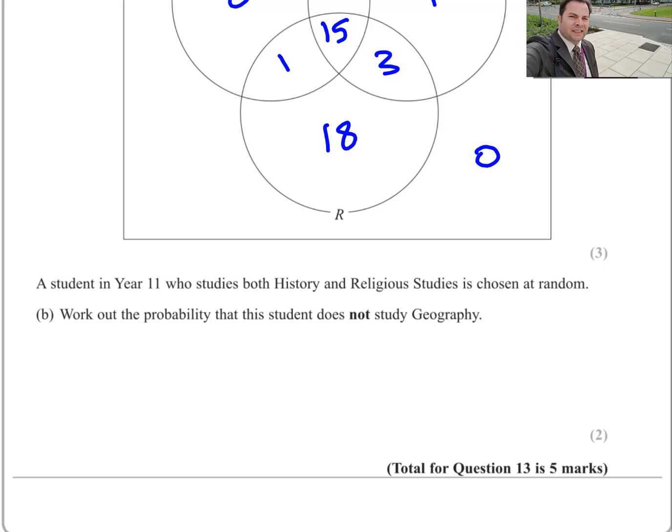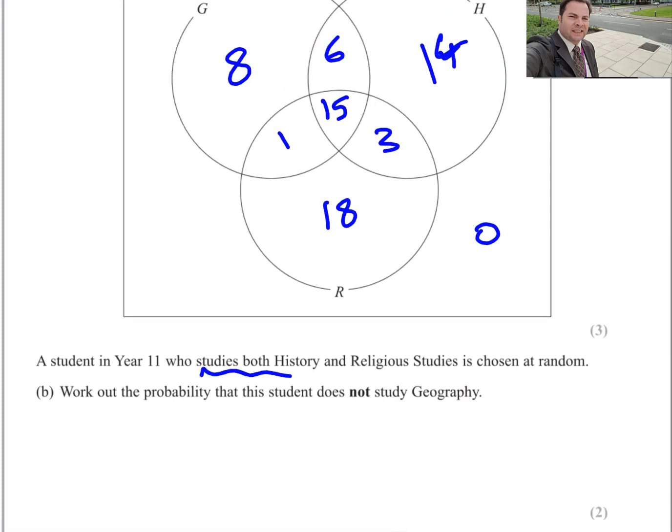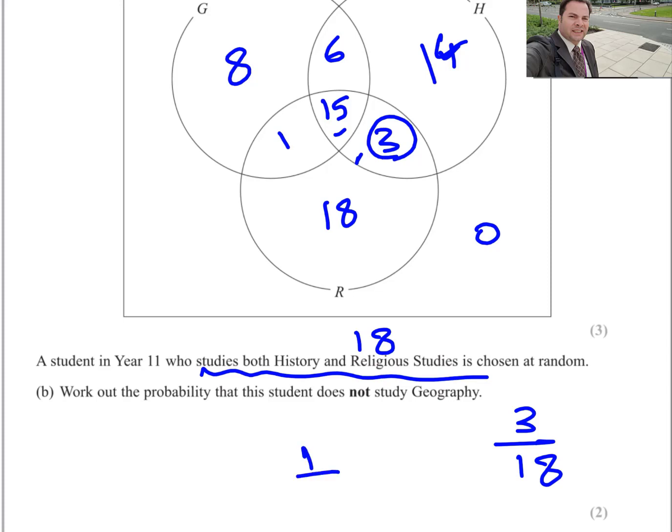Next part. A student in year 11 who studies both history and religious studies is chosen at random. So we select only from those 18, 3 and 15. Work out the probability. So this is called the conditional probability because we select only from 18. Work out the probability that this student does not study geography. How many? 3. So the answer is 3 over 18. You can keep it like this because it's not written in simplest form, but you can simplify, divided by 3, divided by 3. So the answer is 1 out of 6.